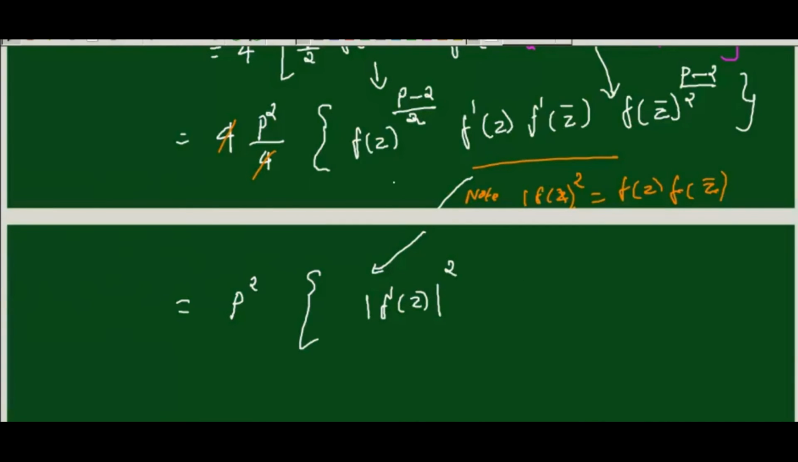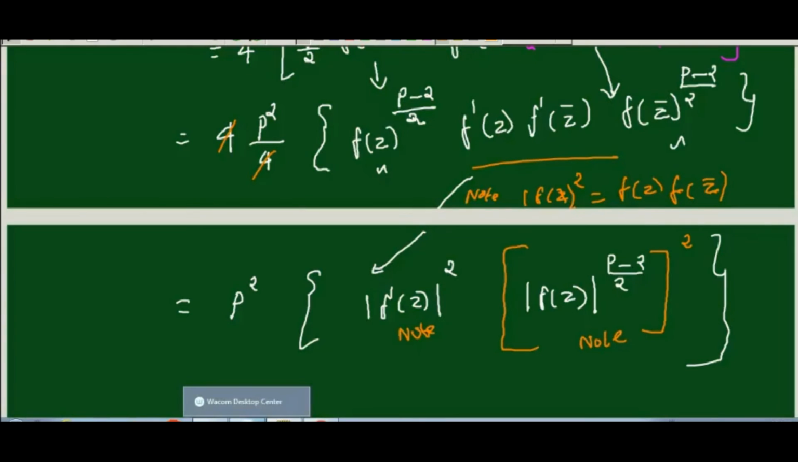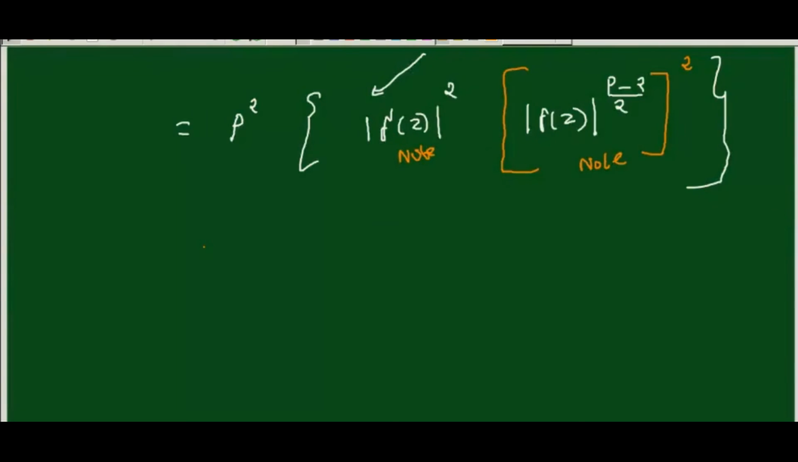The same we can apply here also, right? Here also we can apply the same formula, the same note, that is f of z whole power modulus of f of z whole power p minus 2 divided by 2, the same formula again, p minus 2 divided by 2 the whole square. Here also I am applying the same note. Next, doing the simplification, we will get the solution.